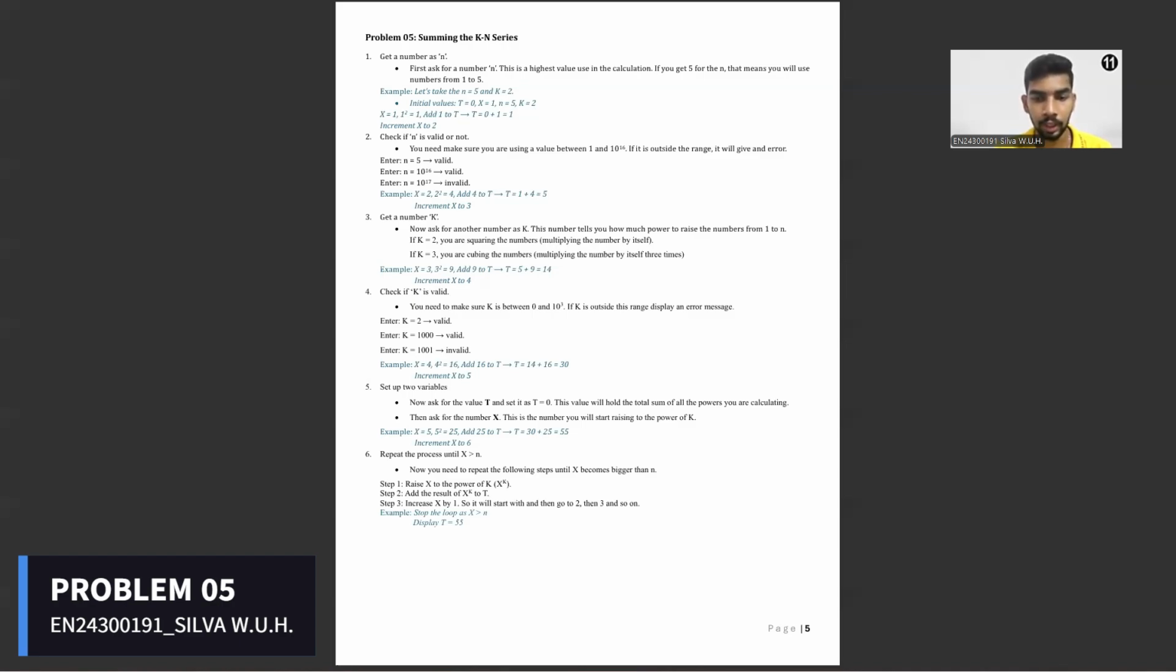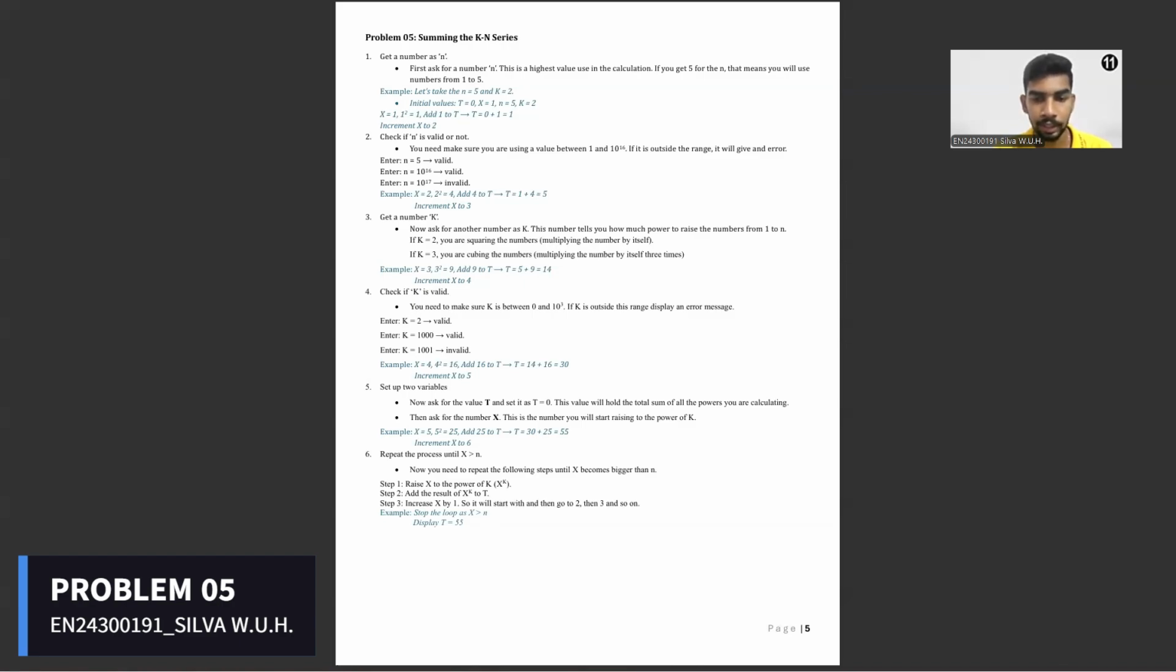Then you start with the total t set to 0. For each number from 1 to n, you raise it to the power of k, add it to the total t, and move to the next number. You keep doing this until you have gone through all the numbers up to n. At the end, t will be the total sum.